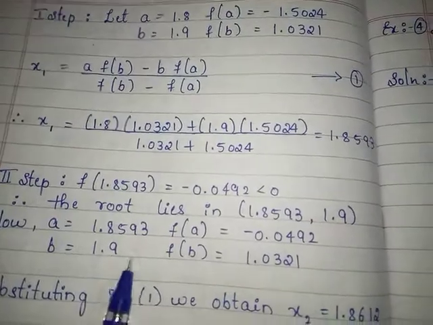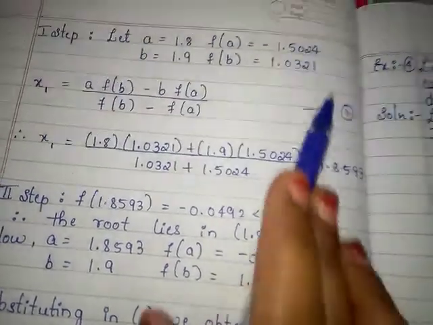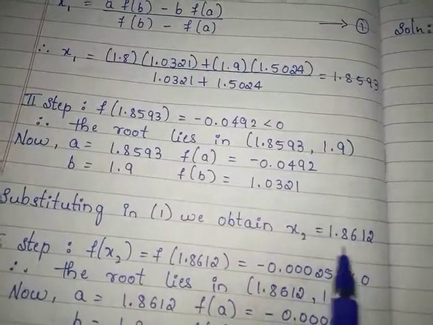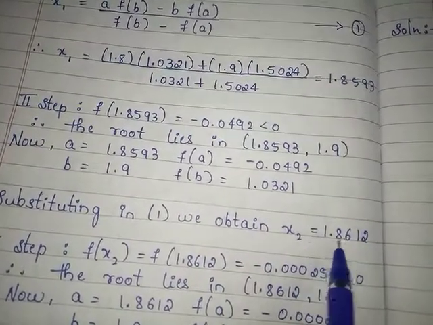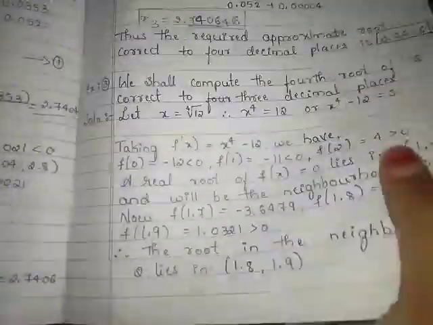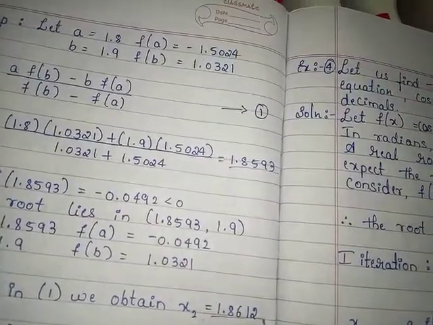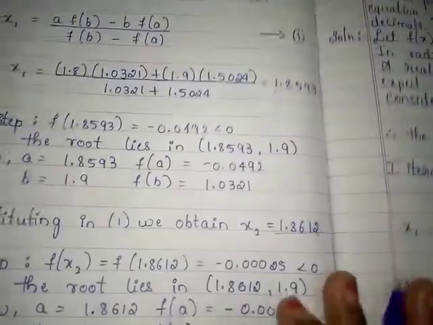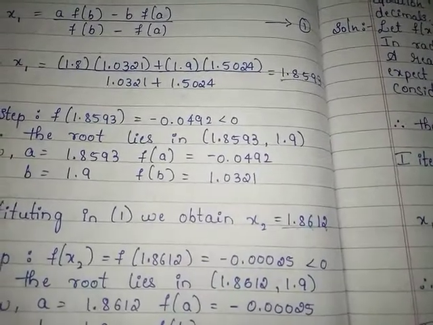Again substitute these values in the formula, that is equation 1, and we get the value of x2 is 1.8612. Here we have to find the root up to 3 decimal places. See here, up to 3 decimal places. The value of x1 is 1.8593. The value of x2 is 1.8612. These two are not the same. Therefore, go through the next step, that is the third step.